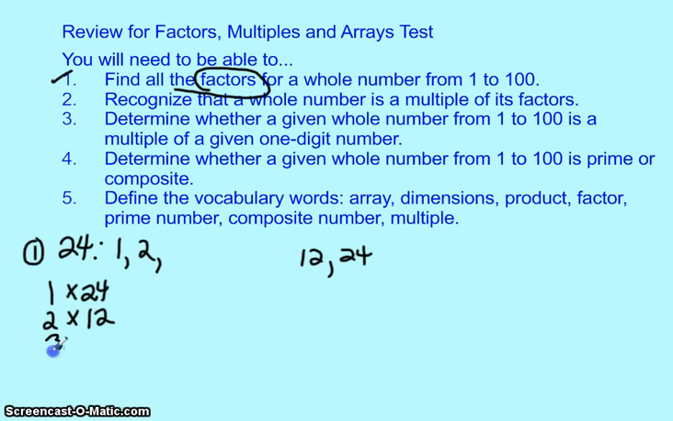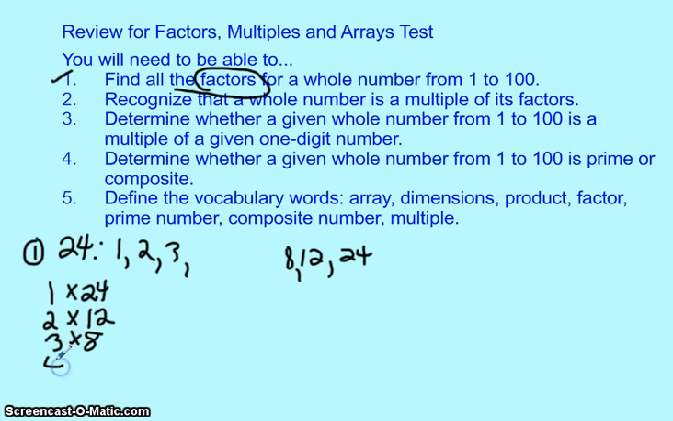Now we'll try 3. Can I put 24 into 3 groups? Sure can. I can put 24 into 3 equal groups. That's what multiplication means, is grouping. So 3 groups of 8. So 3 times 8 is 24. So therefore 3 and 8 are factors.